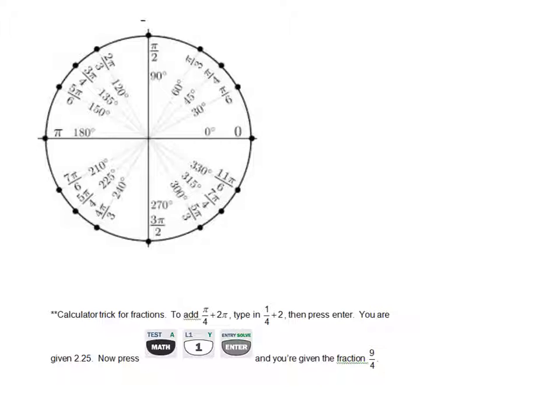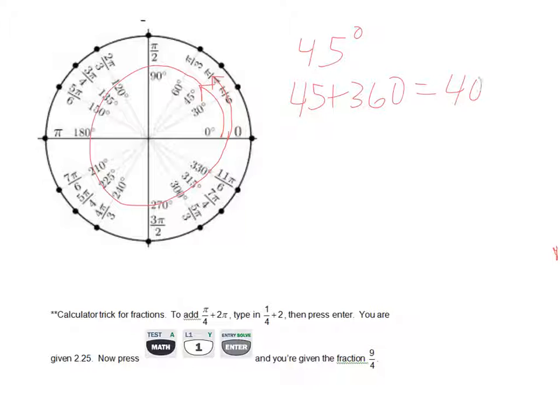Now suppose we're a little bug and we've traveled around our circle. We've gone from 0 degrees to 45 degrees. And so we could say we've traveled a total of 45 degrees. Now suppose we go past that and we go all the way around and back to the 45 degrees. So now we've traveled 45 plus another 360. We've traveled a total of 405 degrees, even though we ended up back at 45.